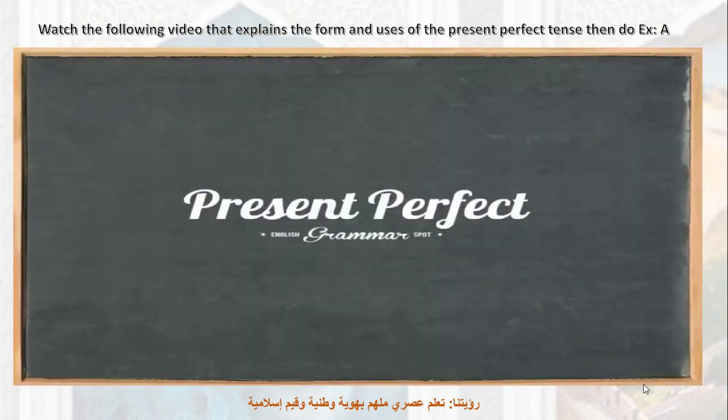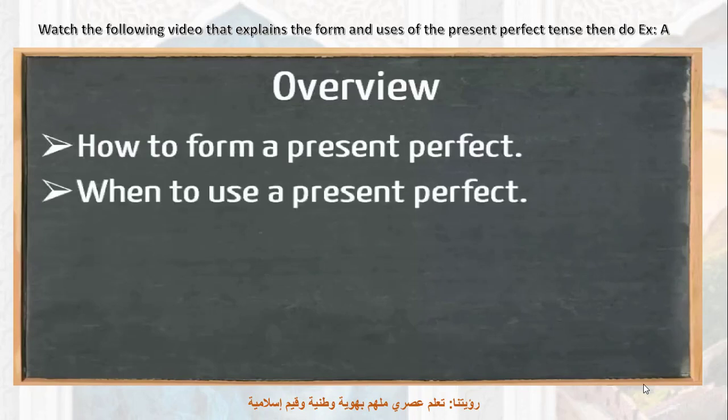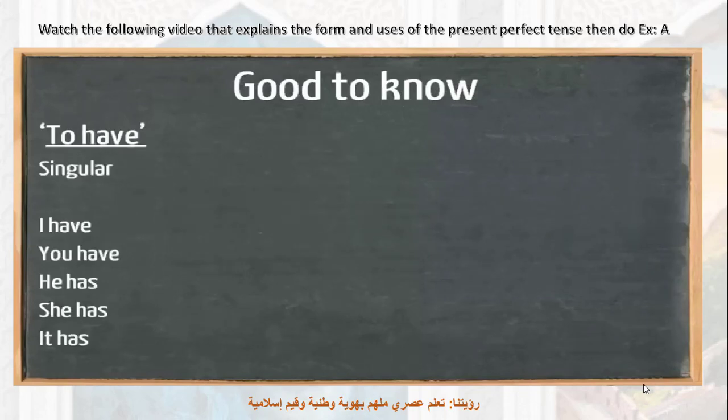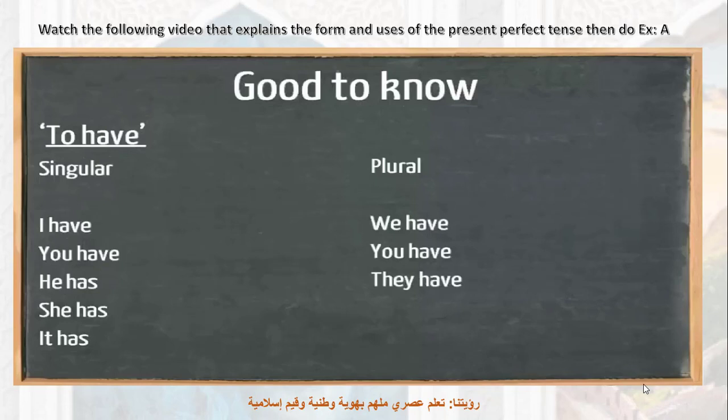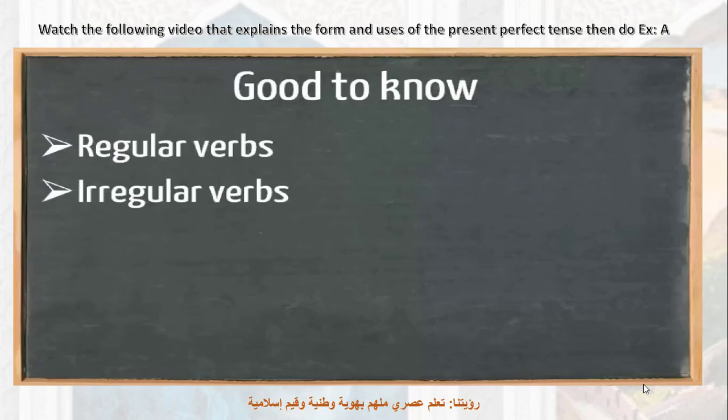This lesson is about the present perfect. In this lesson, I'm going to show you how to form a present perfect and when to use a present perfect. But before we get started, it's good to know how to conjugate the verb to have. For the singular forms, I have, you have, he has, she has, it has. And for the plural forms, we have, you have, they have. It's also good to know that in the English language there are regular and irregular verbs, and it is advisable that you study the most commonly used irregular verbs.